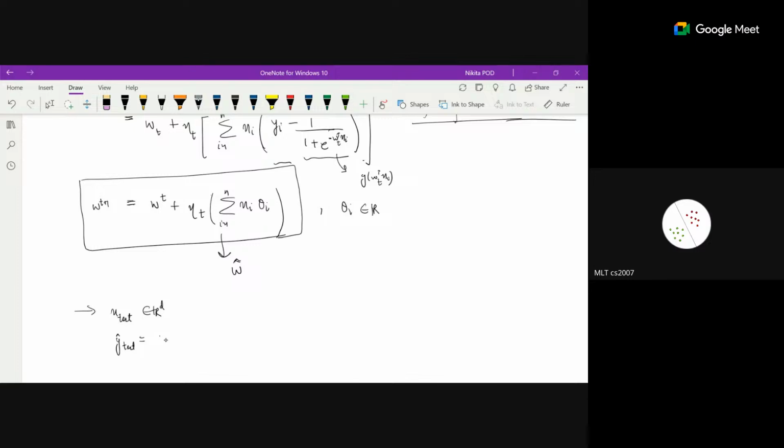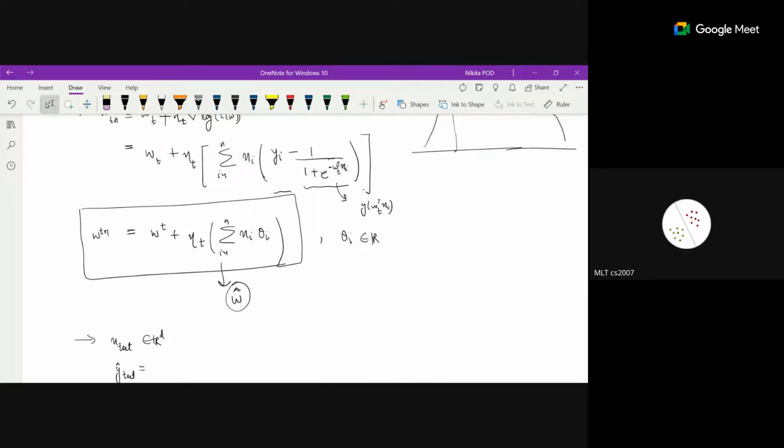So basically, what I'm trying to say is, you find the W using this optimization technique, and this is the W that we can use for this prediction. So you do W hat X test. If W hat X test is positive, then you label it as 1. If W hat X test is negative, you label it as 0.